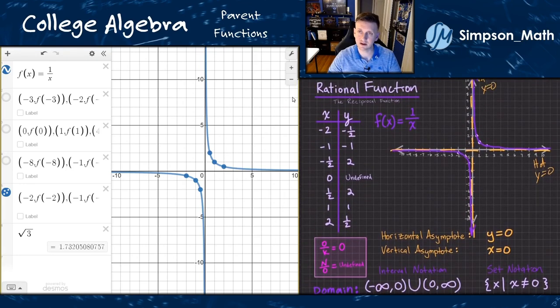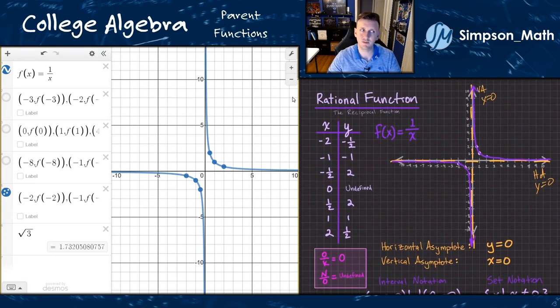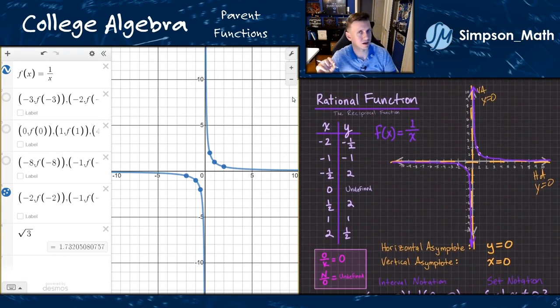So there you have it. There's our seven parent functions. If you're astute and you know of more parent functions, don't worry. We'll talk about exponentials and logarithms later in the semester. But for now, these are our seven parent functions. Hope you know how to graph them. Practice, practice, practice. Just do them over and over.